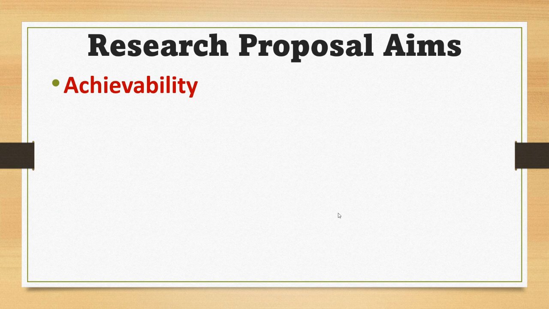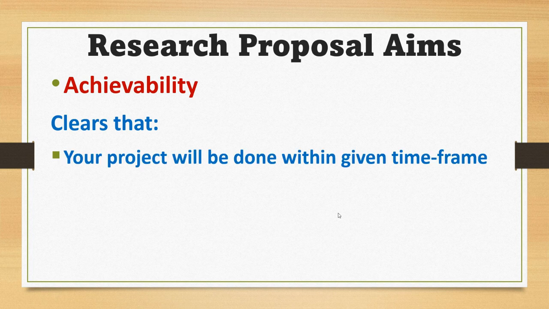And the next and last thing in the aims of writing a research proposal is the achievability. This achievability clears that your project will be done within the given time frame. Let us suppose you have a project and your supervisor allots you 6 months to complete that project, and you are going to choose a topic which can never be done in 6 months at any cost. So it means that your research proposal will be rejected because you have a time frame of 6 months. So simply you have to choose a topic that will be done within the given time frame.